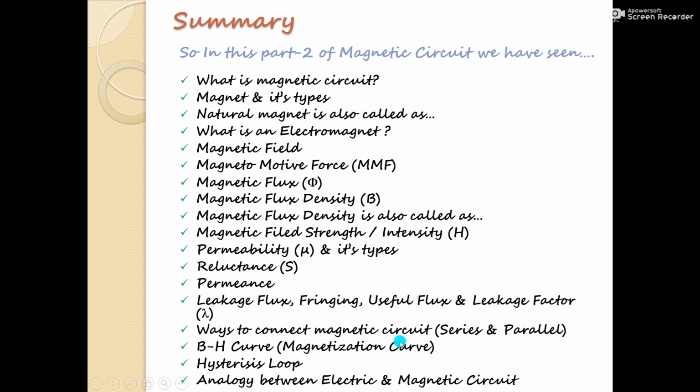Ways to connect the magnetic circuit, we have series and parallel circuits. We have gone through the BH curve, which is also known as the magnetization curve. Later we have discussed the hysteresis loop, and lastly we have seen the analogy between electric and magnetic circuits.